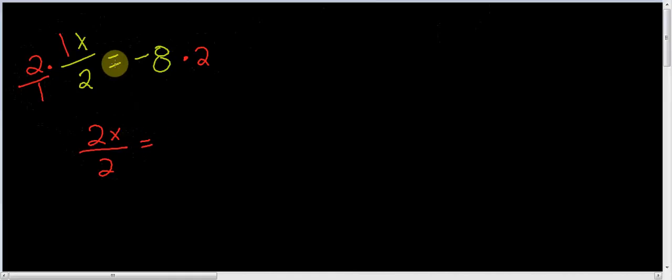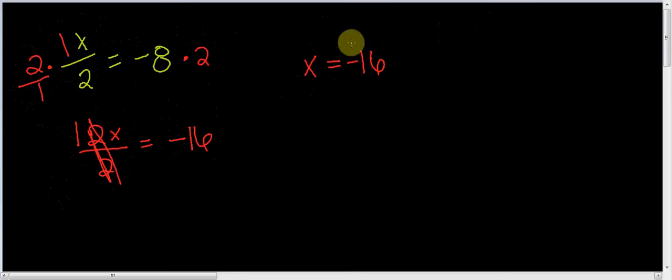My equal sign is just going to come straight down, and I have negative 8 times 2, which is negative 16. Alright, the next thing I'm going to take a look at is that we have now a 2 divided by 2 right here, so I can actually cross that out because 2 divided by 2 is 1. So my final answer is that I have 1x, which is equal to negative 16.